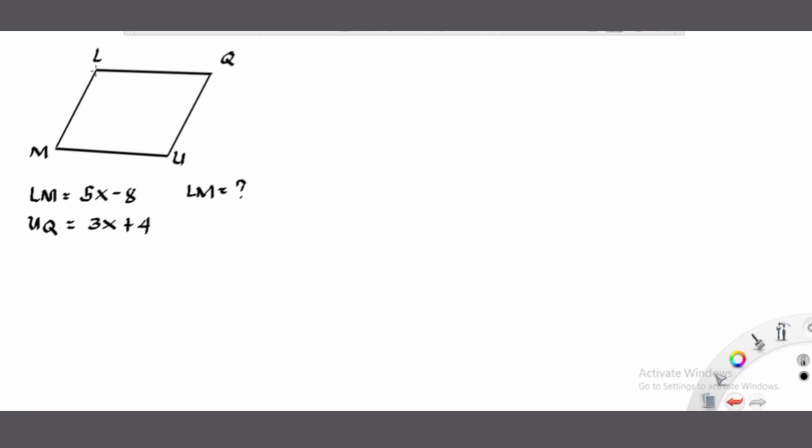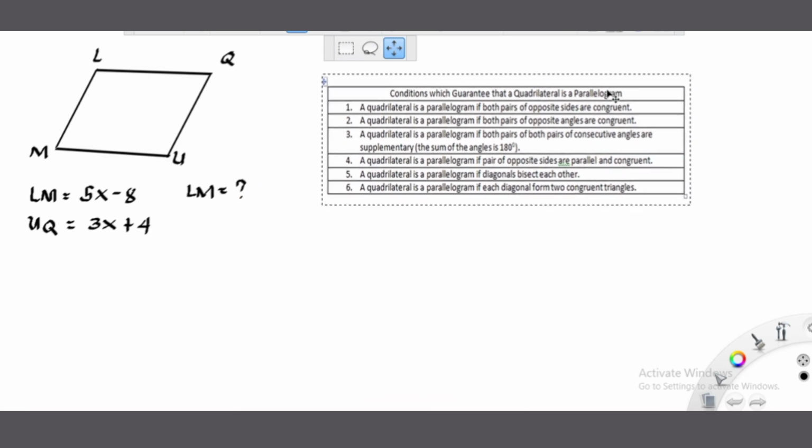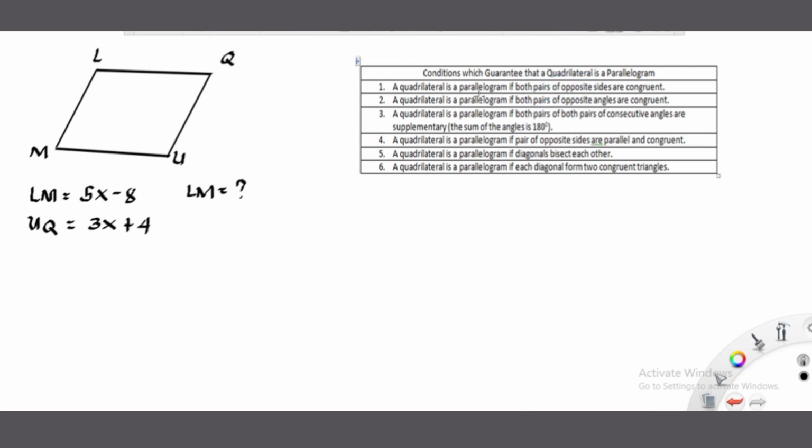So, ano ba yung LM and QU? So, this is LM and this is QU. Alright? So, paano natin masosolve ang measurement nitong LM kung ang given natin ay algebraic expressions? So, for us to be able to solve this, kailangan nating i-apply ang different properties ng parallelogram. Okay? So, ano-ano nga ba ulit yun? So, heto po sila. Okay? So, these are the different properties. Okay? Or the conditions. The different conditions that a quadrilateral is a parallelogram.